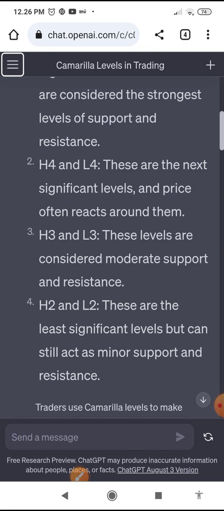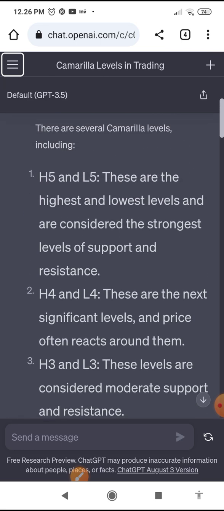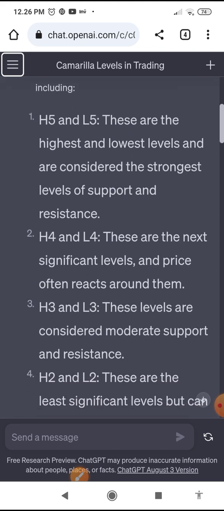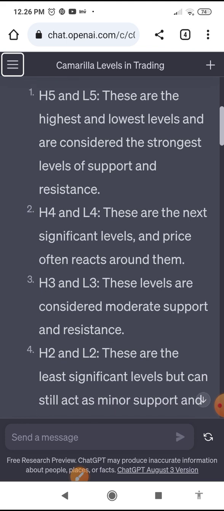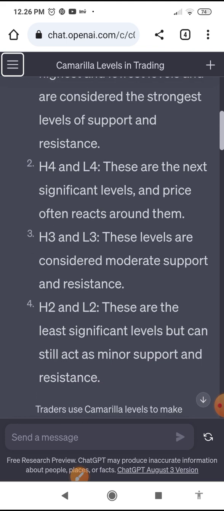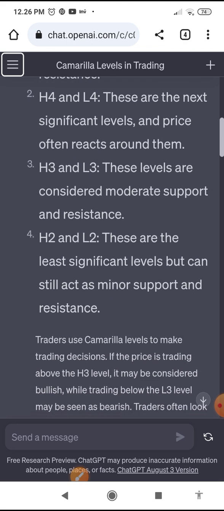Then you have H3 and L3. These levels are considered moderate support levels and resistance levels. And you have H2 and L2. These are the least significant levels, but can still act as minor support and resistances. So here ChatGPT is saying there are levels H5, L5, H4, L4, H3, L3, H2, L2. H1, L1, they are not significant. Now traders make use of these Camarilla levels to make trading decisions. Now we'll see that little later how to make use of these levels.